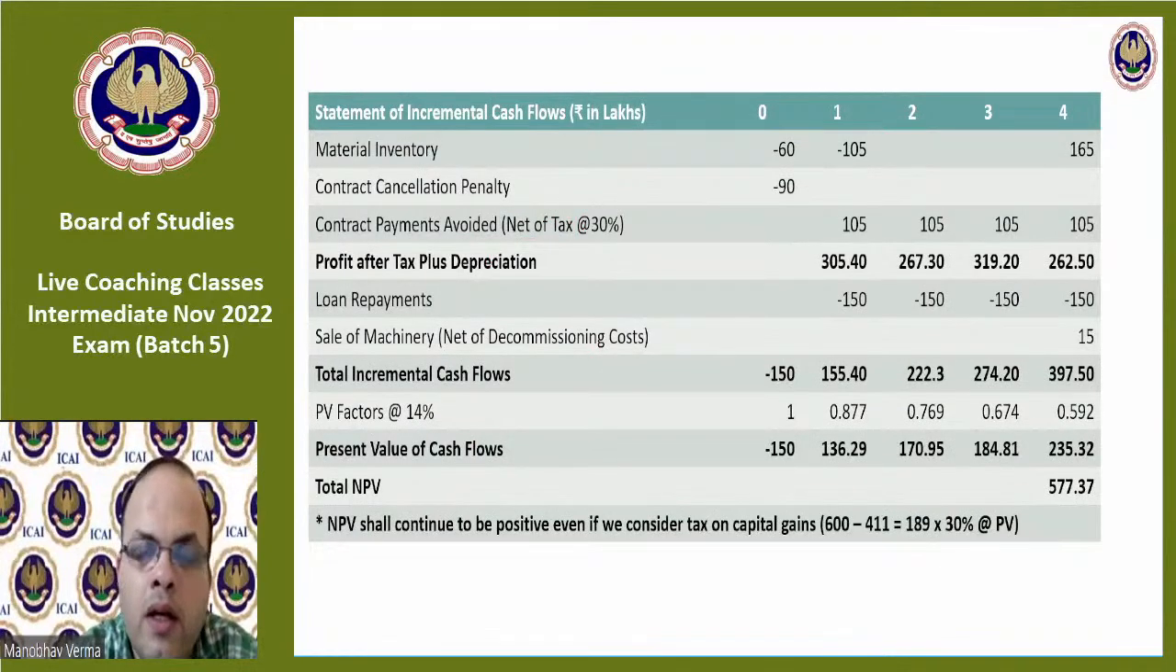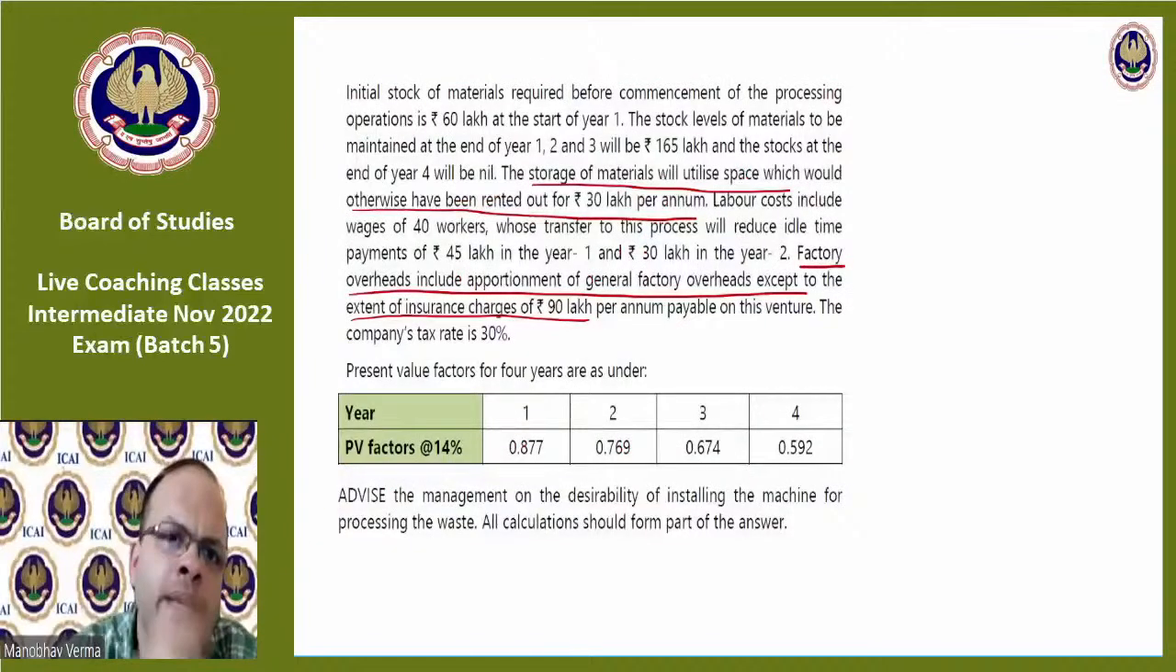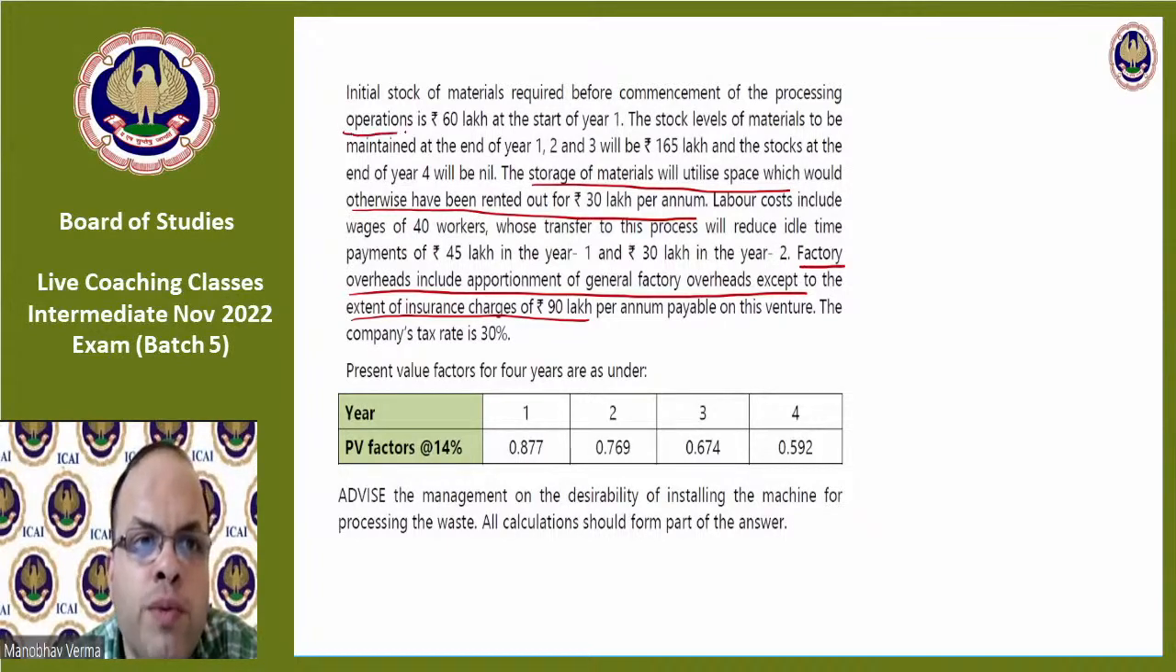This number will be compared with the incremental cash flows, taking into account the outflows as well. There is a very important aspect on the top of this page. Initial stock of materials required before the commencement of the processing is 60 lakhs. They're talking about some outflow which may be required of 60 lakhs. Stock levels to be maintained at the end of years 1, 2, and 3 will be 165 lakhs, and the stock at the end will be nil.